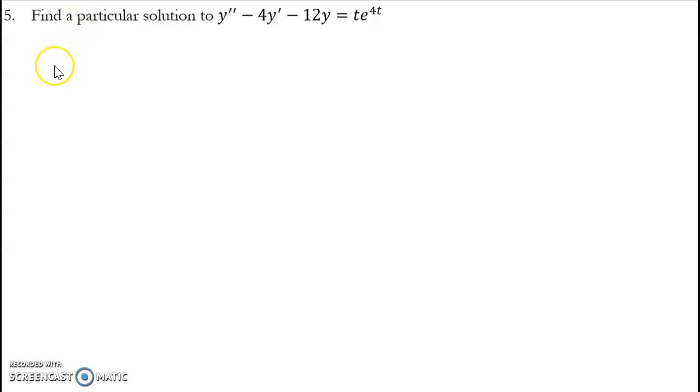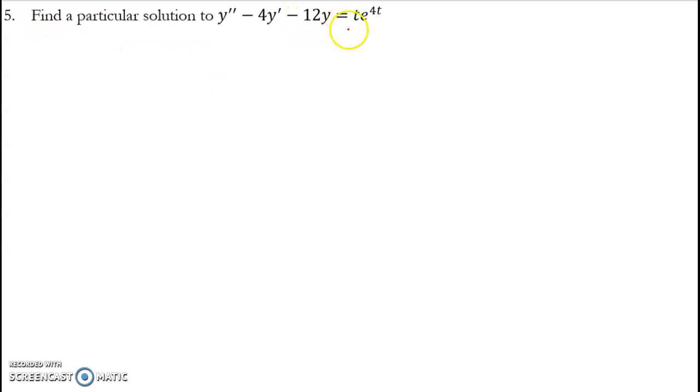All right, so this is our last problem of this problem set. And we have something in this form. On the left-hand side, we have t times e to the power of 4t. So this is kind of a mix of the previous problems we have seen. All right, so let's take a look.